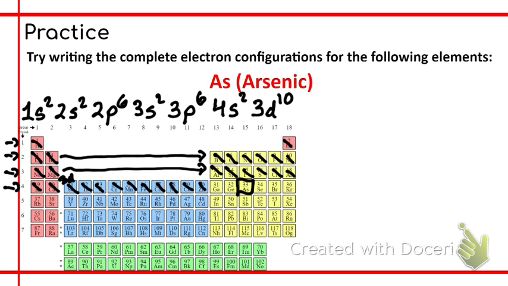Now, we continue reading. We're about to enter into our P block. Whenever we enter or re-enter into our P block, we go back up to the original row number. So we're going to go back up to 4. We're entering into our P block, and this is able to hold 3 electrons. And that is going to be our electron configuration for arsenic: 1s2, 2s2, 2p6, 3s2, 3p6, 4s2, 3d10, 4p3. And that is all there is.